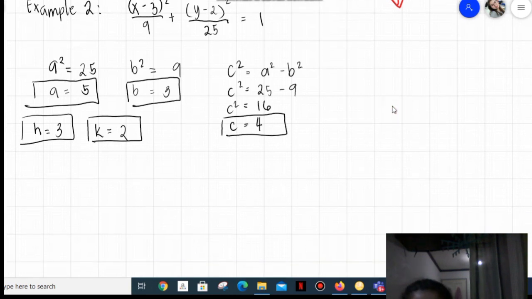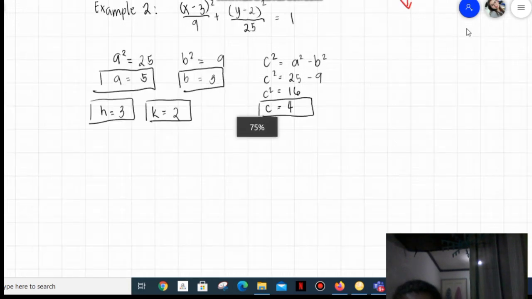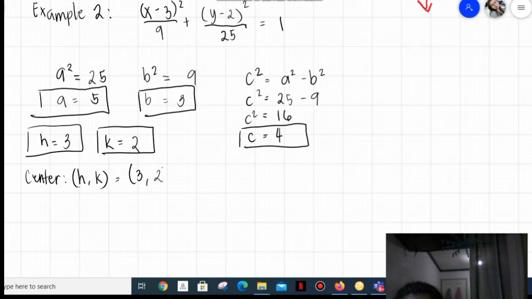Okay, so next natin is to find the vertices. So, since nakuha na natin yung mga points, start na tayo kunin yung mga coordinates. So, start tayo sa center. So, ang center natin is H and then K. So, ang H natin ay 3 and then ang K natin ay 2. So, ang center ng ellipse natin is 3 and 2.